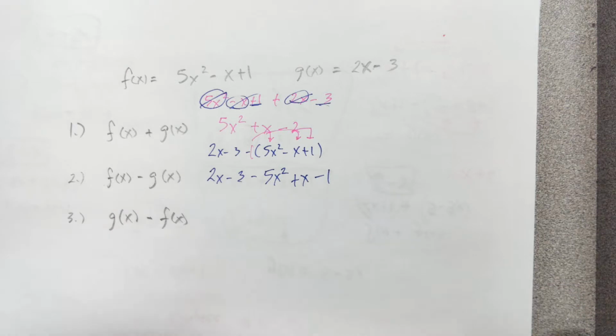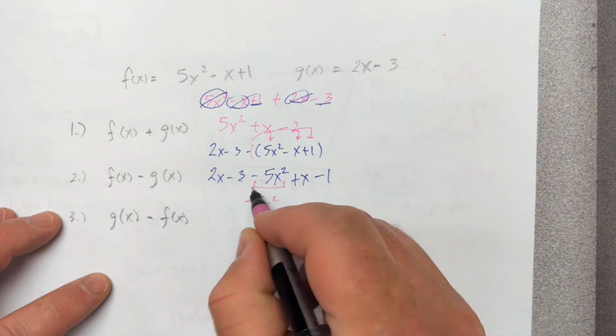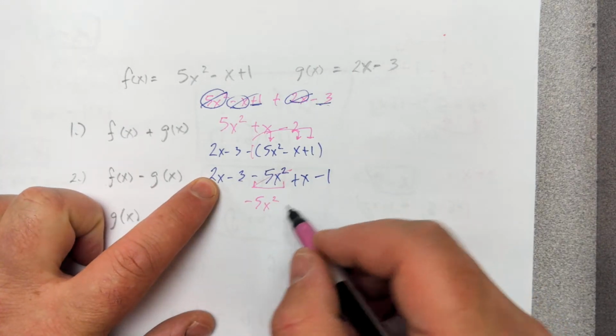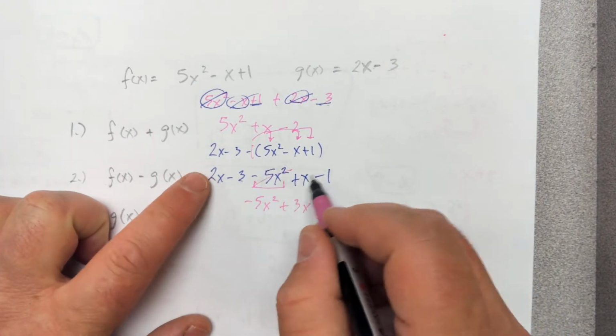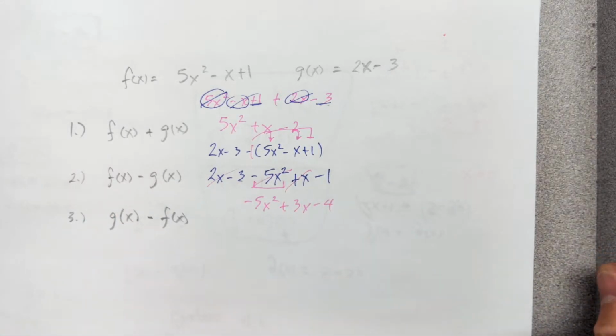So then, let's see. This is first, right? So negative 5x squared. Done. 2 and 1 is 3. Cross them out. Negative 3, negative 1, negative 4. Why negative 3 again?